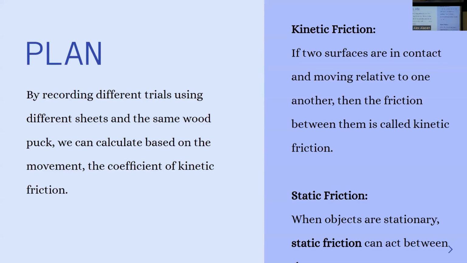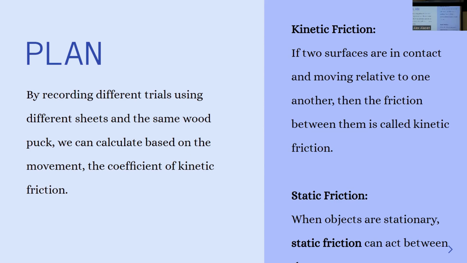Okay, so the plan, like I mentioned, is to do 3 different trials with 3 different sheets. We're doing the wood, the acrylic, and the mirror as well. The idea was, again, we're looking only at kinetic friction, not static, because static is the friction that keeps something still on that particular ramp. Now we wanted to look at it moving.